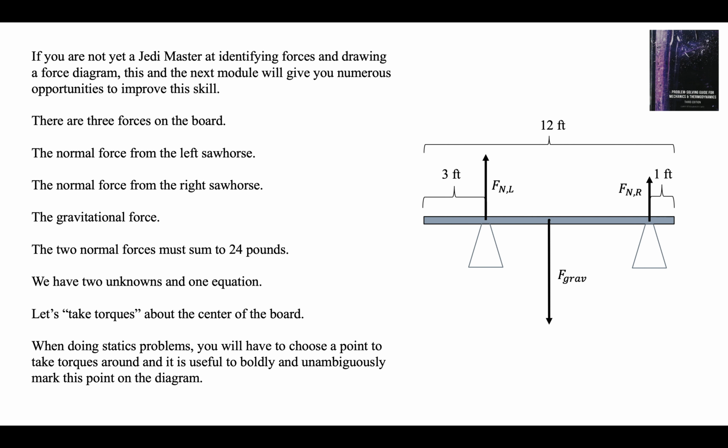When doing statics problems, you have to choose a point to take torques about, and it's useful to really boldly, unambiguously label this point so you do not forget what you're doing. So let's put a big red splotch there. There is our axis of rotation. We're going to see which forces rotate the plank about that axis, and we're going to calculate the torques from them.